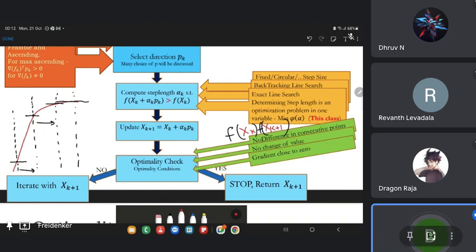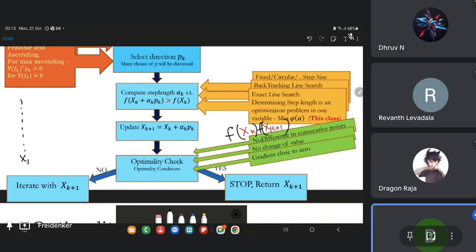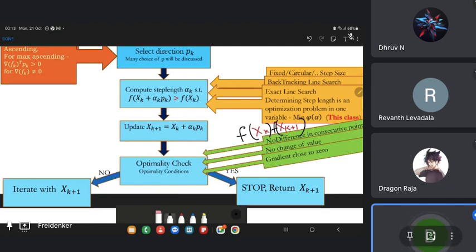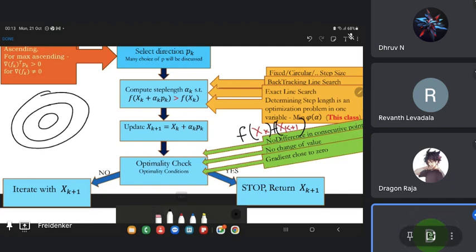No difference in consecutive points means, let's say you started here, and then you go to x2, and then you go to x3, and then x4. It's like it's in the same place. If it were in the contour, you started here, you went here, you went here, you went here. It's like you're going to the same place again and again.